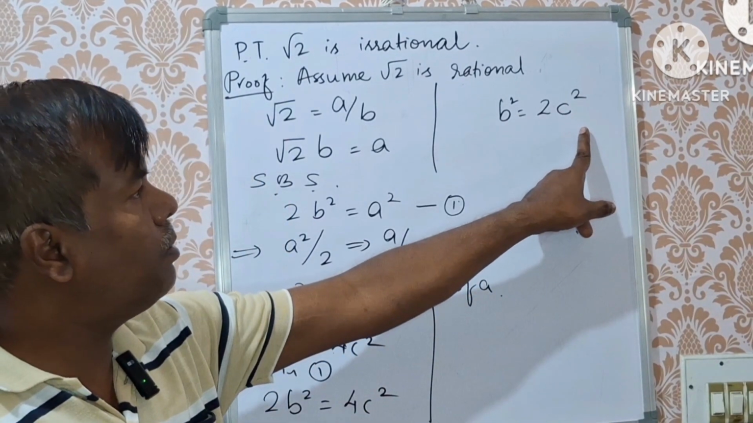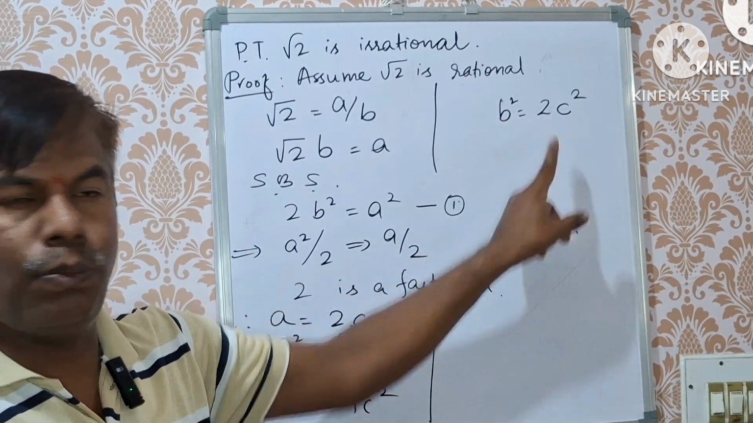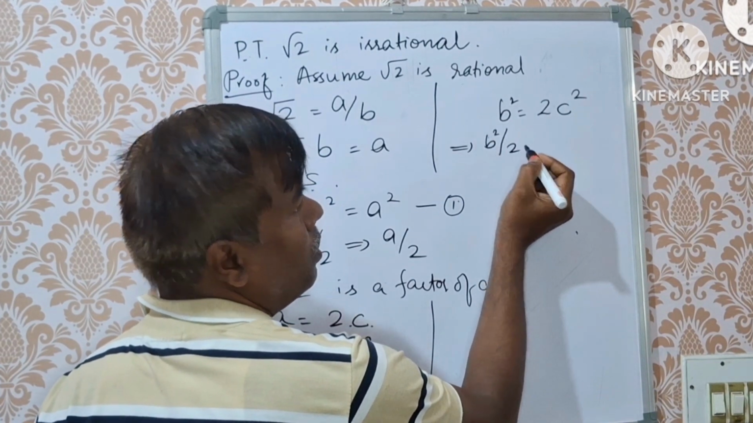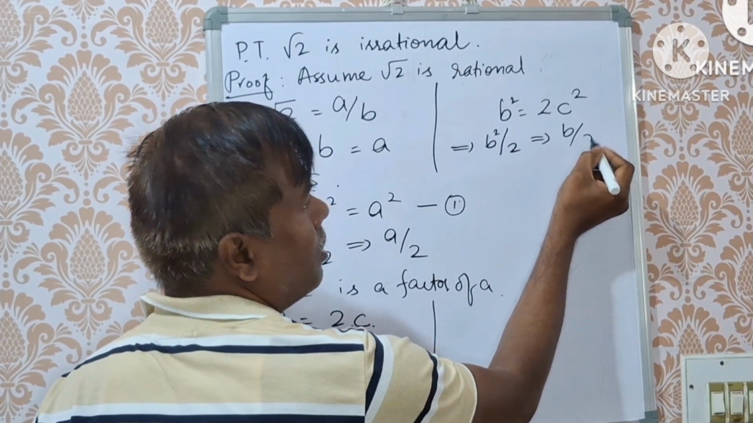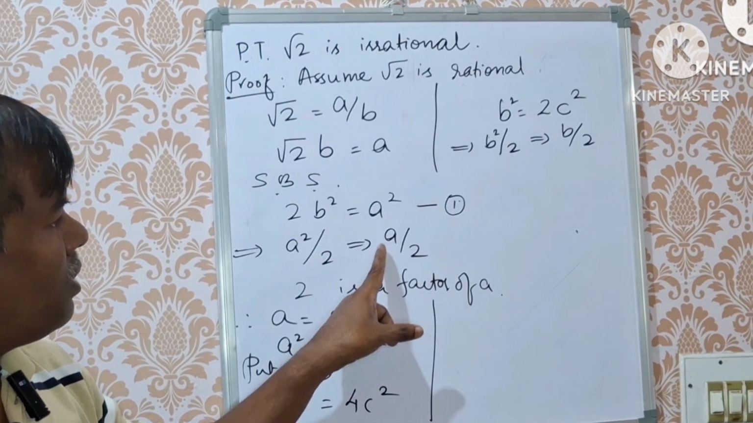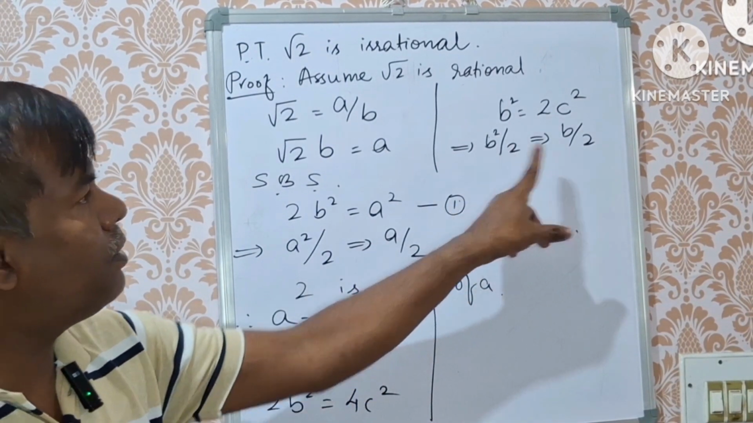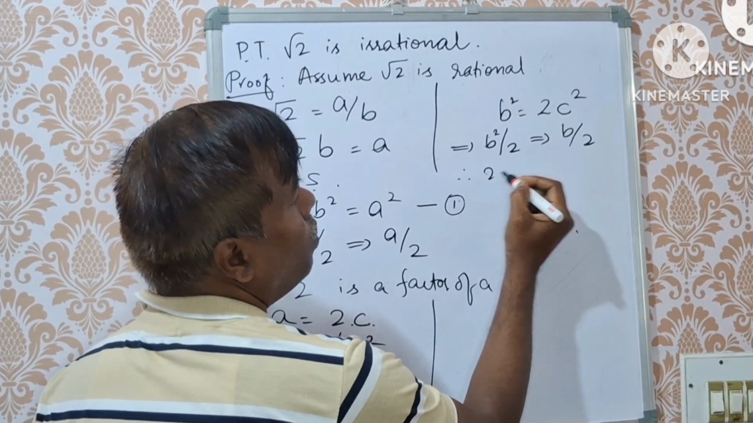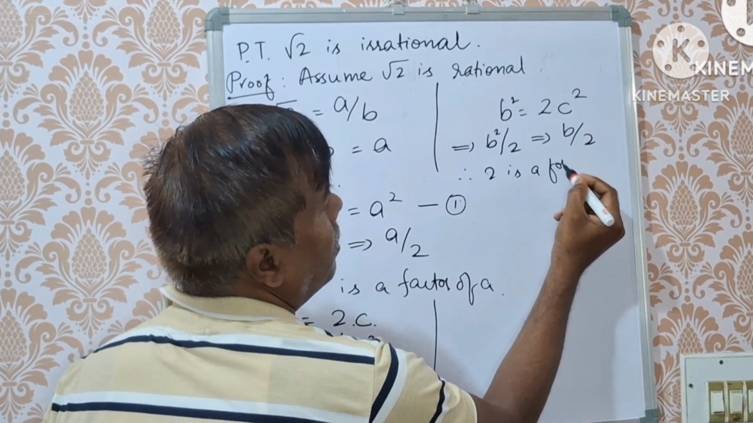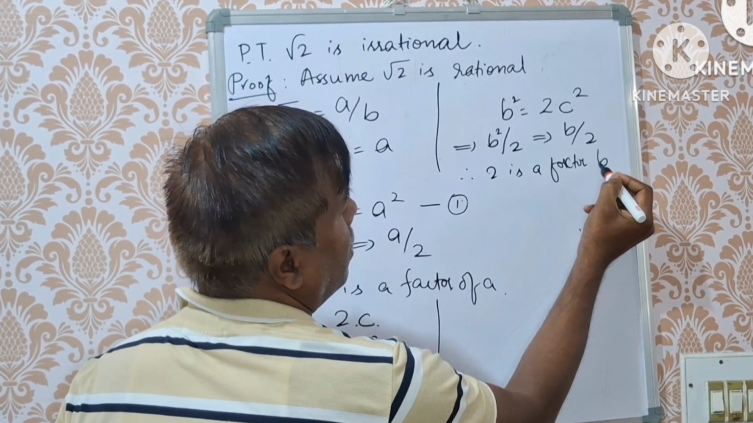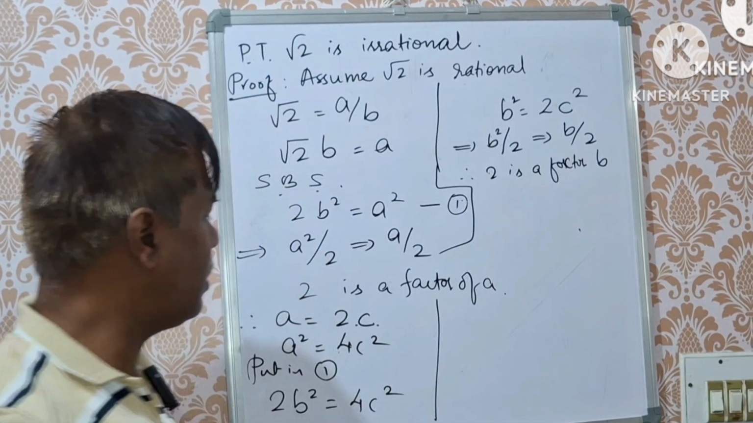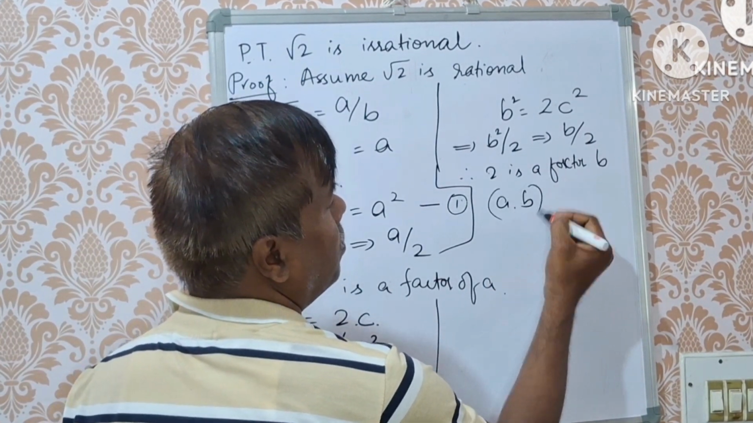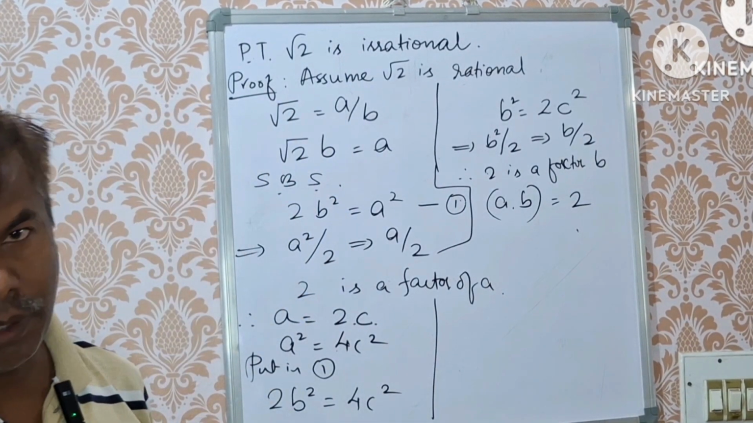B square equals 2c square means b square is divisible by 2, which implies b is also divisible by 2. When a is divisible by 2, 2 is a factor of a. When b is divisible by 2, 2 is a factor of b also. So 2 is a factor of a as well as of b. Therefore, 2 is a factor of a and b.